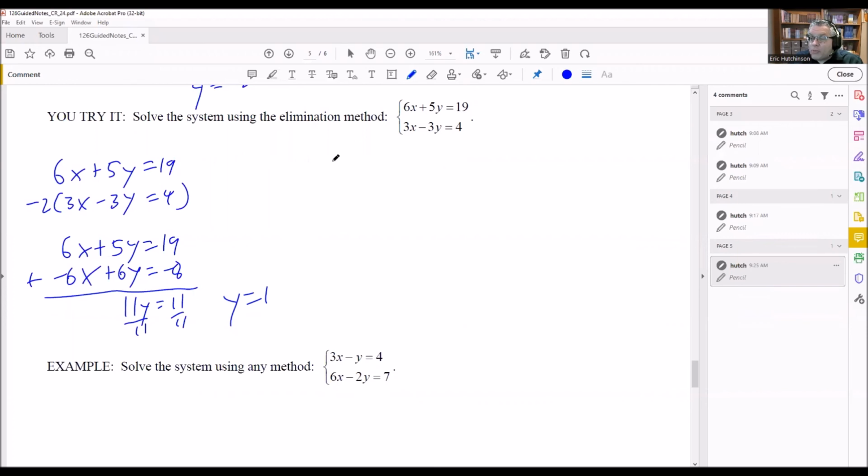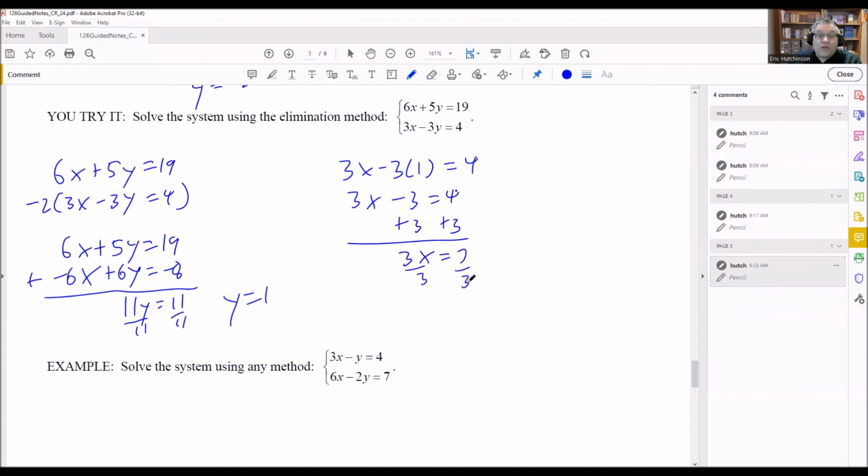Looks like there's smaller numbers with the second equation, so I'm going to use this one to plug my answer into, because again, we still have to find the x value. 3x minus 3 equals 4. Okay, we're going to add 3 to both sides. And now this time we get a fraction.